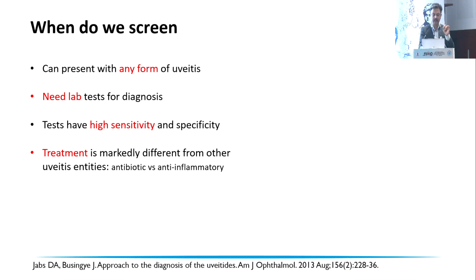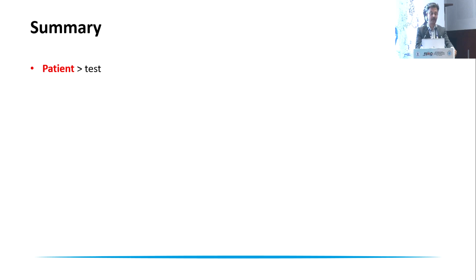When do we screen? We screen when a given disease can present with any form of uveitis, there is a need for lab tests for the diagnosis, the test is very good, and the treatment is very different from other uveitis entities. There are only two conditions that fit all these criteria: sarcoid and syphilis. So there is absolutely no other disease for which we should be screening routinely in our uveitis patients.